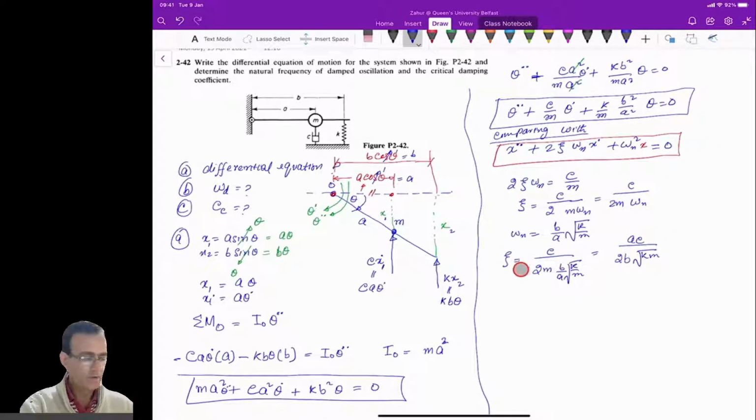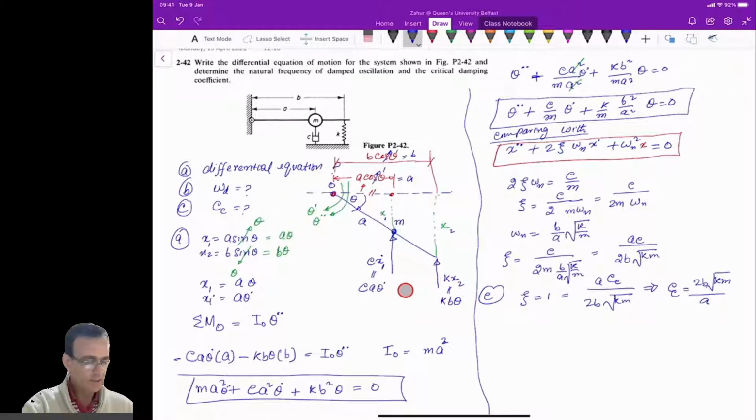Now, if you want to calculate c c, which is part C of this problem, c c is the value of c when zeta is equal to 1. So a times c c divided by 2 b square root of k m equals 1. So c c becomes equal to 2 b square root of k m divided by a. This is the value of c c here.